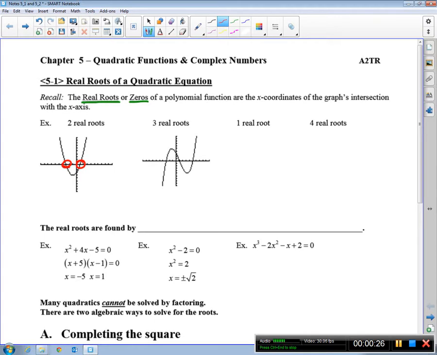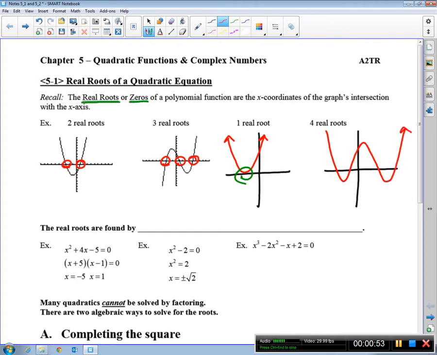So this one has 2 real roots. This function, looking at it, has 3 real roots. If I want to see 1 real root, my graph could look like a lot of things. I'm going to draw a quadratic that just comes down and hits once. There's my 1 real root. And 4 real roots. Let's have a little fun with this. 1, 2, 3, 4, like that.